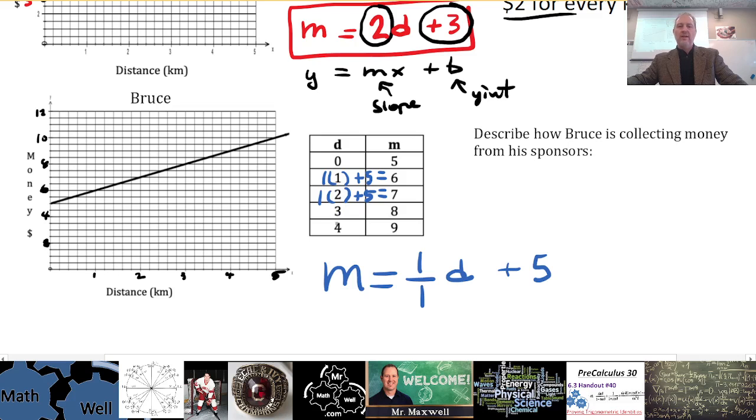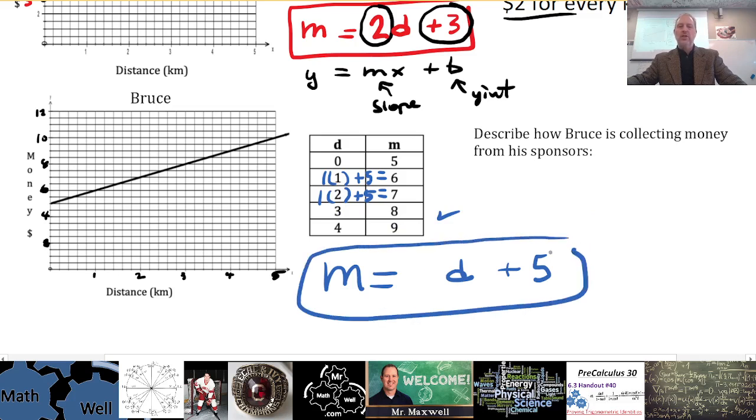3 plus 5, 4 plus 5, very good. So my simplified version here would be just d plus 5. Don't even have to put the 1 as a coefficient. So m equals d plus 5.